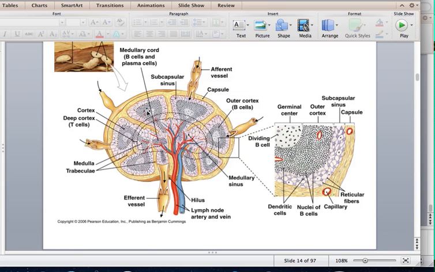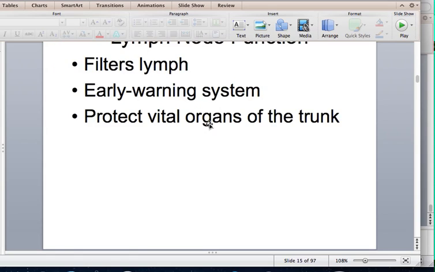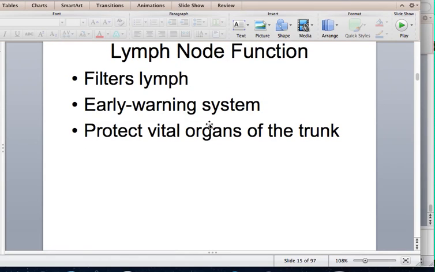And within the lymph node, we've got different types of lymphocytes. We've got B cells, we have T cells, we have some connective tissue. Those B and T cells are part of our specific immune system that we'll be talking about later, but those are our special lymphocytes. Okay, so the functions of lymph nodes are to filter lymph. They act as an early warning system to the body, and they protect the vital organs of the trunk, in the sense of as far as immunity goes.